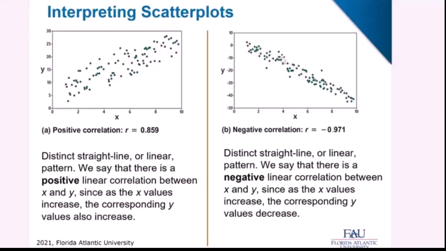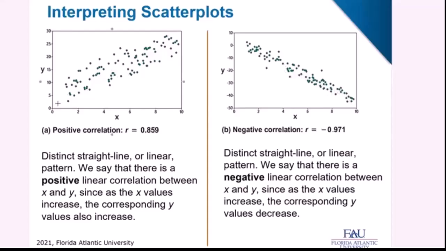You can see the line easier in a negative direction on the left. And the absolute value of this is larger than the absolute value of this. Distinct straight line or linear pattern. We say there is a positive linear correlation between X and Y, since as X values increase, the corresponding Y values also increase. There is a negative linear correlation between X and Y, since as the X's increase, the Y's decrease.